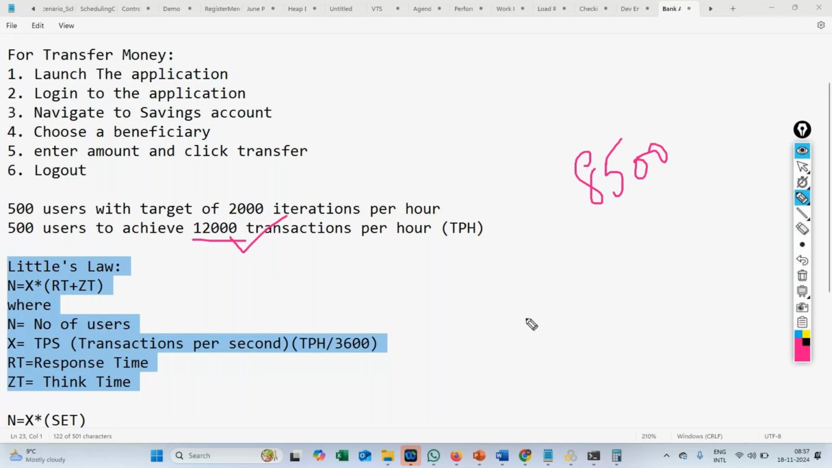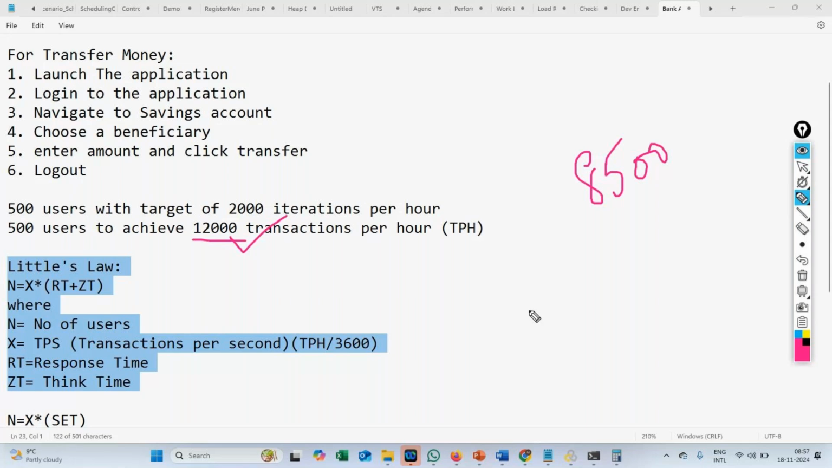What could be the issue? Can anyone tell what could be the issue? If the client is giving you a target of 12,000 transactions per hour and you are achieving only 8,500 after 1 hour, what could be the issue? Pacing. Incorrect pacing. That means you calculated pacing incorrectly. You have to rectify that. You have to work on it.